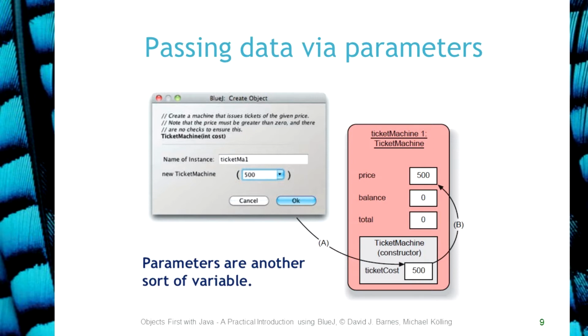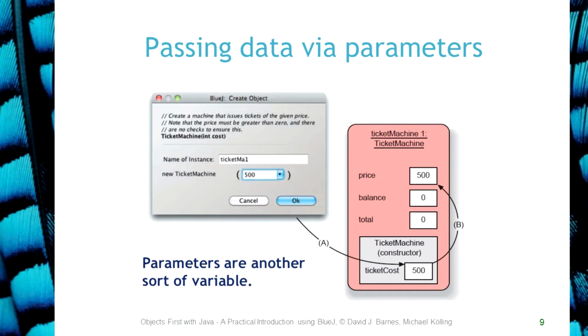A parameter is used as a sort of temporary messenger, carrying data originating from outside the constructor or method and making it available inside it. And here we see how values are passed via parameters. In this case, a BlueJ user enters the external value into the dialog box when creating a new ticket machine, shown here. And that value is then copied into the cost parameter of the new machine's constructor. This is illustrated with the arrow labelled A.